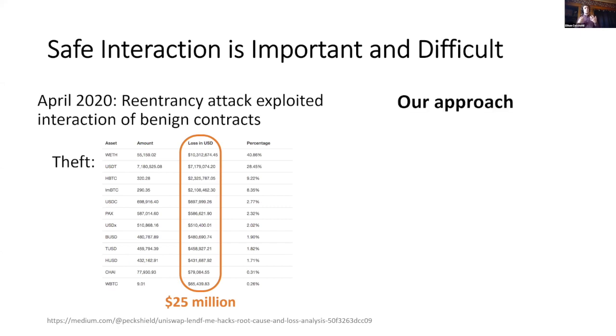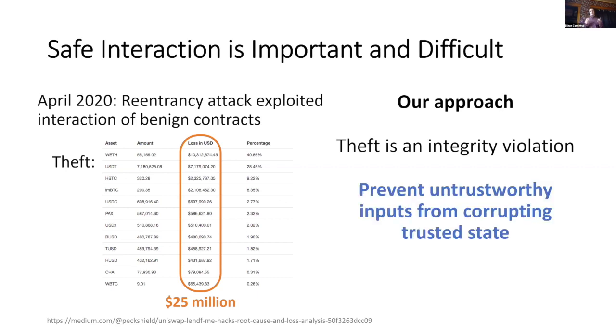And our approach to identifying and eliminating this is that we view this sort of theft as an integrity violation. And what we want to do is we want to track the integrity of the code and data within a system so that we can prevent untrustworthy inputs from corrupting trustworthy state and getting us into a bad position.